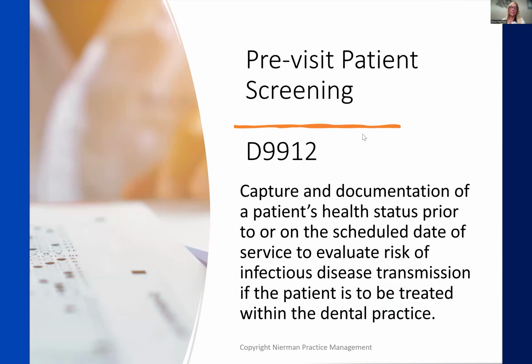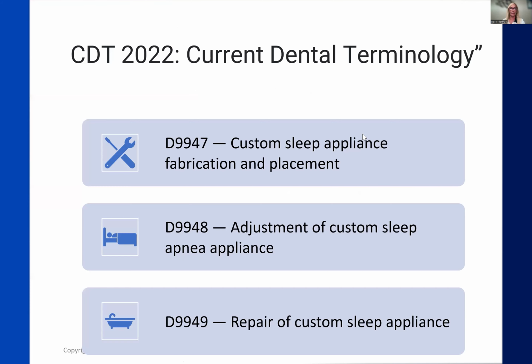The first one is the pre-visit patient screening. If you're billing the TMD exam, TMD or sleep, you can use the D9912 if it's covered. That's a pretty new one. That would be for the longer exam, while this would be for a quick sleep screening. So it's not going to be a long appointment at all. That's the first new dental code that was added.